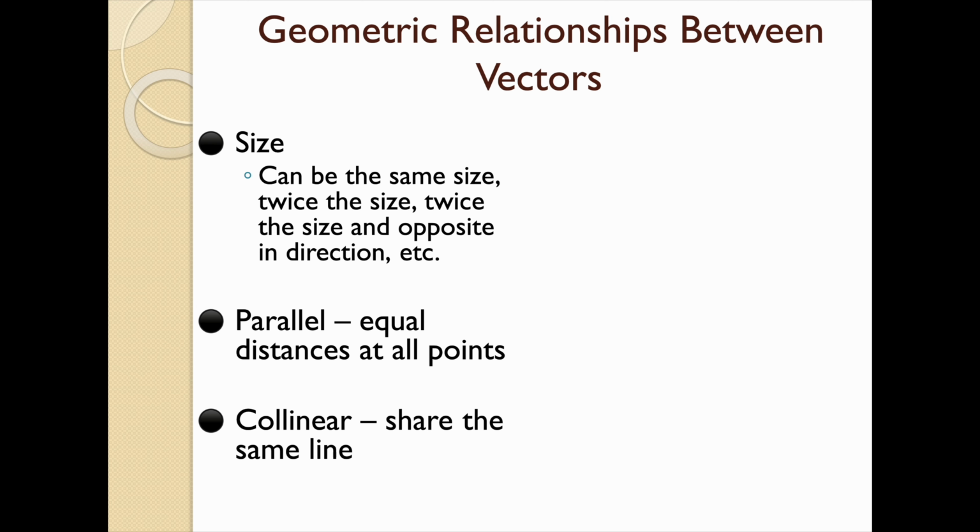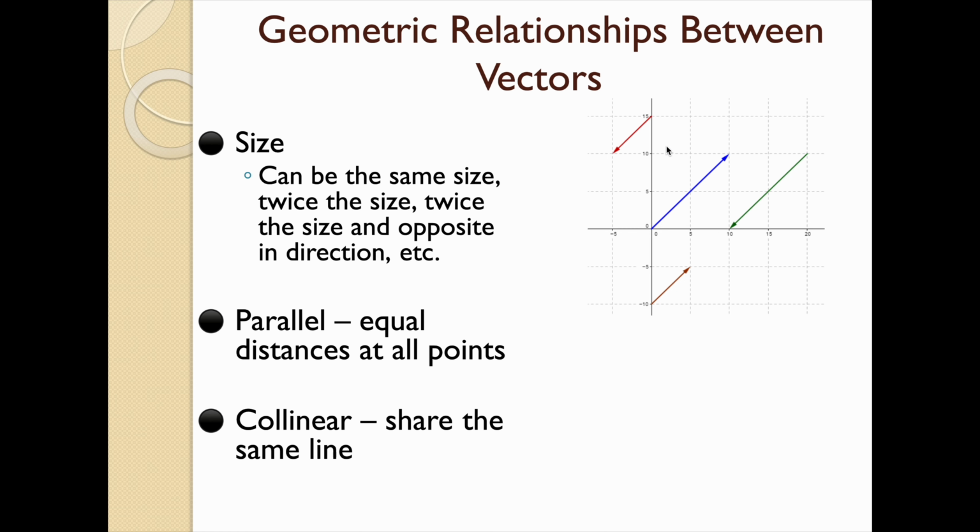And then the next thing is collinear. They share the same line. So when we're talking about sharing the same line, we're talking about a straight line, not just any line, but a straight line. So these that you can see here, these vectors are different sizes. These two are the same size, so that's their geometric relationship to each other. However, this one and this one, you can see that this one is twice the size of this. So that's another form of representing the geometric relationship of size.